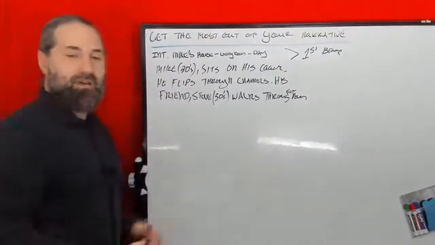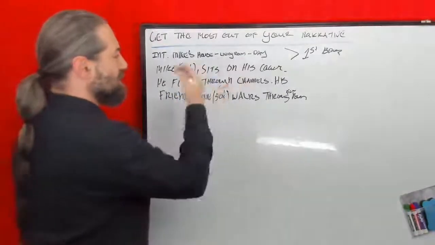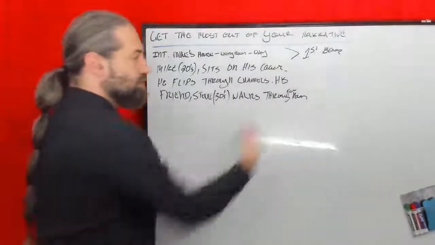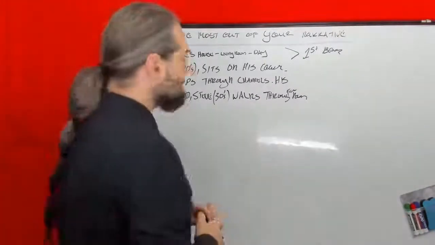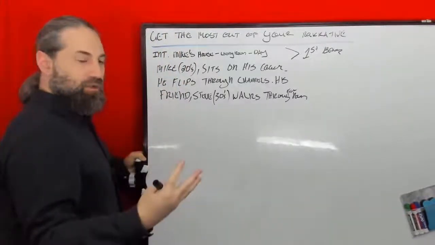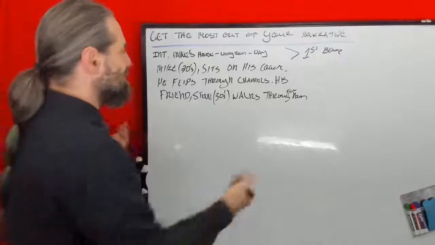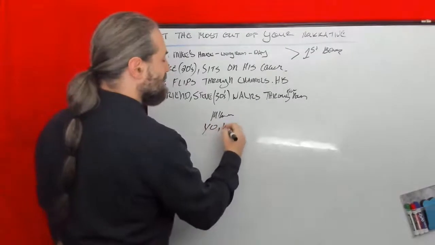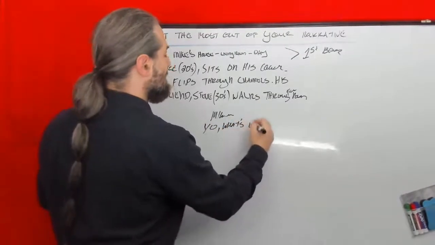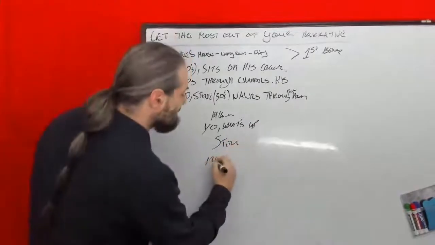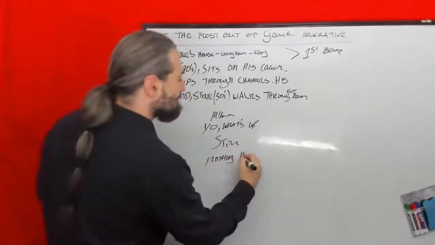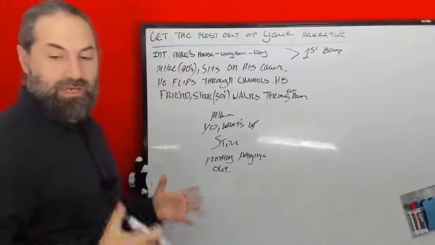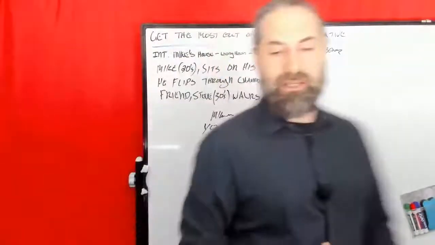All right, so here we go. The action in the script is: Mike, 30, sits on his couch. He flips through channels. His friend Steve, 30s, walks through the front door. Boom, right? Now, most people will say, I just want to work on character. So Mike will say, yo, what's up? And Steve says, nothing, hanging out. Now, this is the problem. We're not establishing anything yet. There's no narrative world yet.